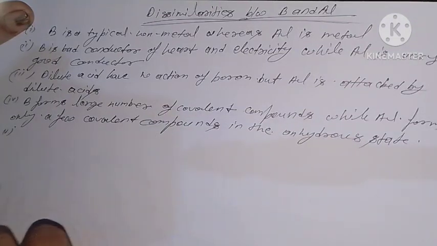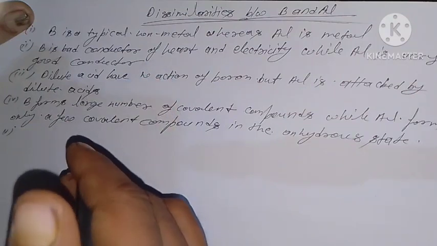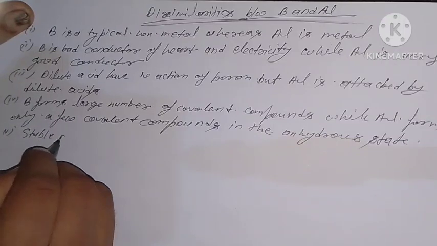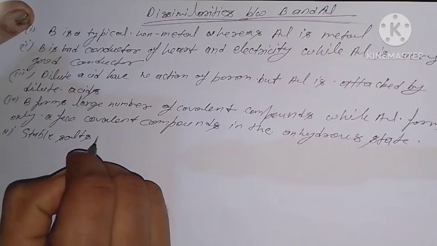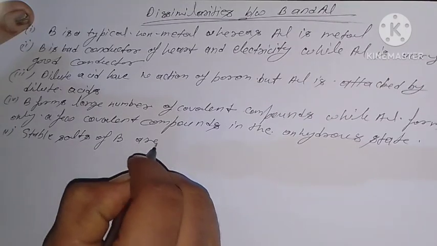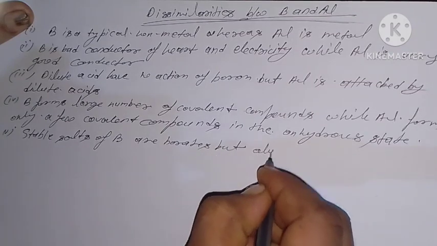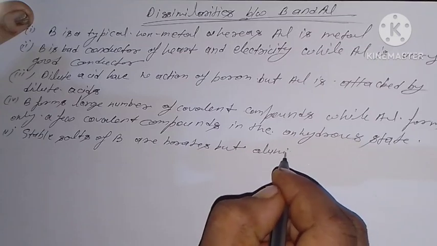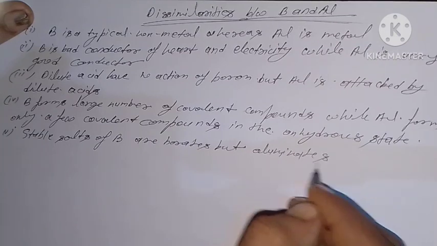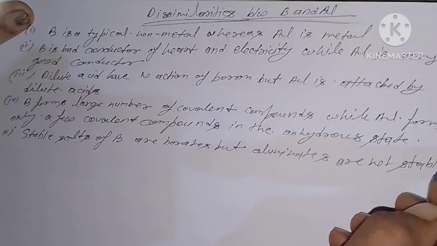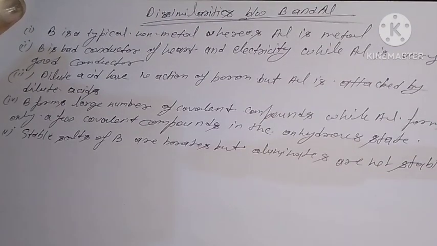Fifth point. Stable salts of boron are borates, but aluminates are not stable.